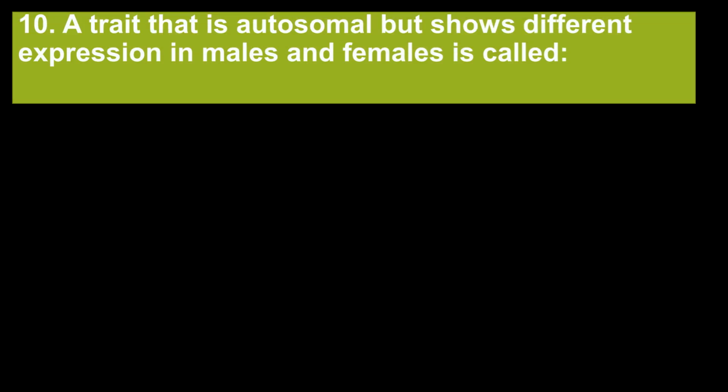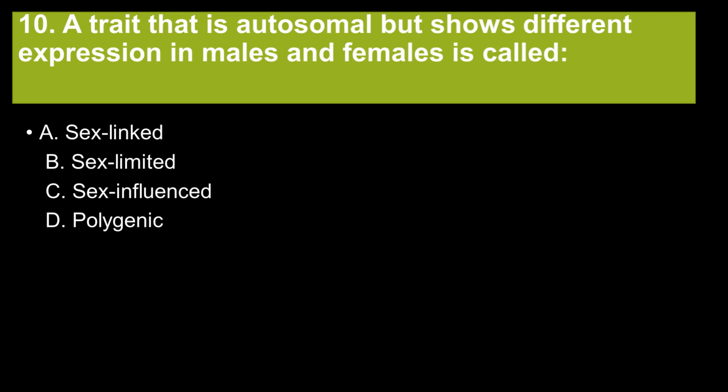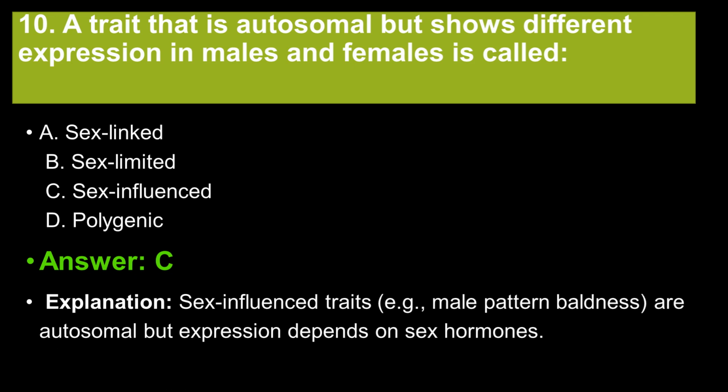Question 10. A trait that is autosomal but shows different expression in males and females is called: A. Sex-linked. B. Sex-limited. C. Sex-influenced. D. Polygenic. Answer: C. Explanation. Sex-influenced traits, e.g., male pattern baldness, are autosomal, but expression depends on sex hormones.